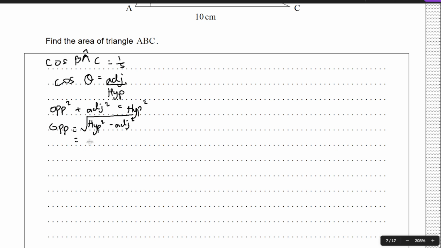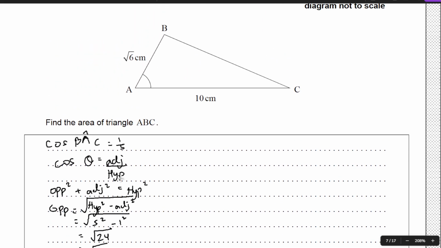So when we're trying to find our opposite side, it will be the root of 5 squared minus 1 squared, which would be root of 24. And we can also factor this out to find the common factors. What are the factors that can make up 24? 4 and 6, in which 4 can be taken out. Root of 4 is 2, so 2 root of 6. All right, so we found our opposite side.